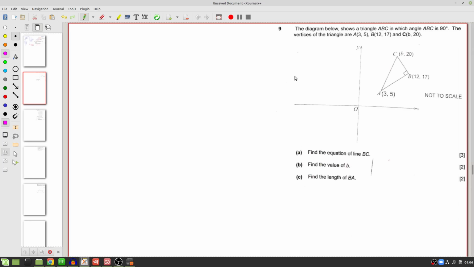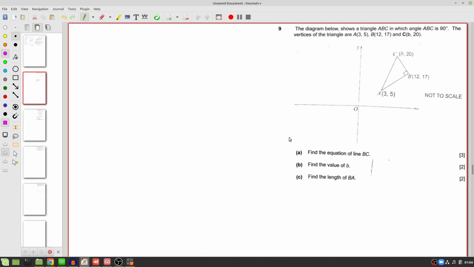Alright, so we're on question 9 of the November 2012 Namibian higher level paper, paper 1. Question 9 says the diagram below shows a triangle ABC, in which angle ABC is 90 degrees as shown there. The vertices of the triangle are A, which is (3, 5), B, which is (12, 17), and C, which is (b, 20). So this b here is unknown.